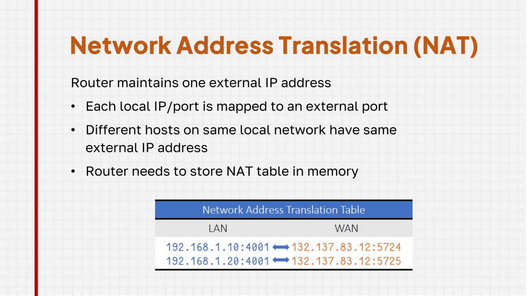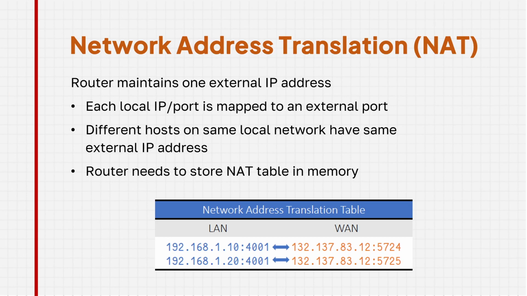However, it must still keep a certain mapping. That means each local IP will now be mapped to an external port, which is a port on your router. Okay? And hence, different hosts on the same local network will have the same external IP address, but they will have a different port on the router. Hence, the router will also need to store the NAT table in memory.